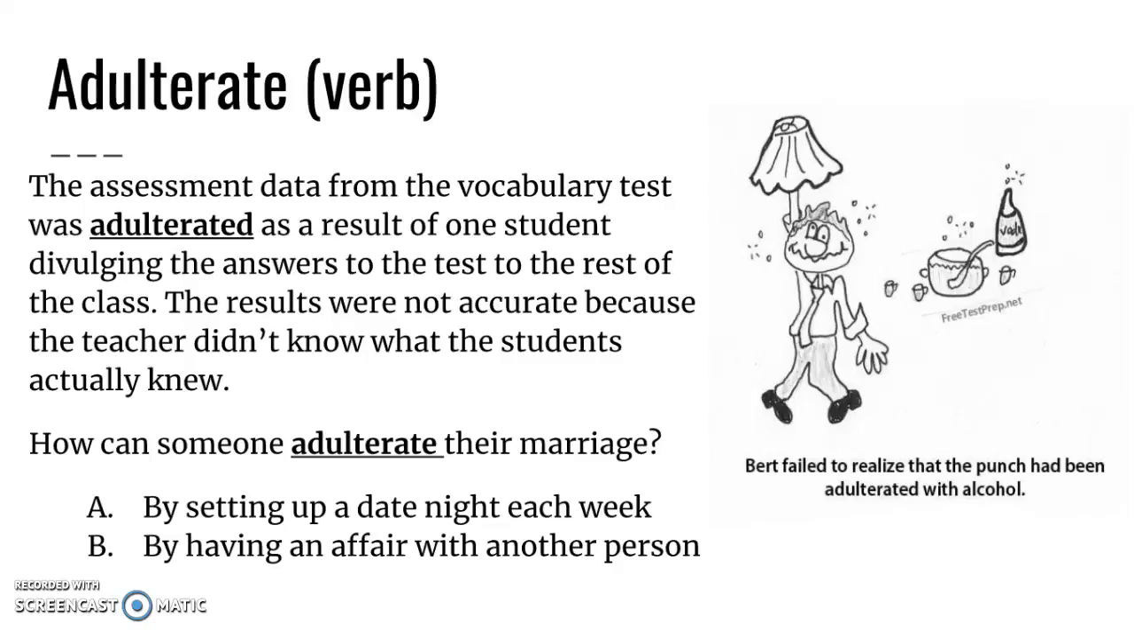How can someone adulterate their marriage? By setting up a date night each week, or by having an affair with another person? If you look at the picture, the sentence says, Bert failed to realize the punch had been adulterated with alcohol.